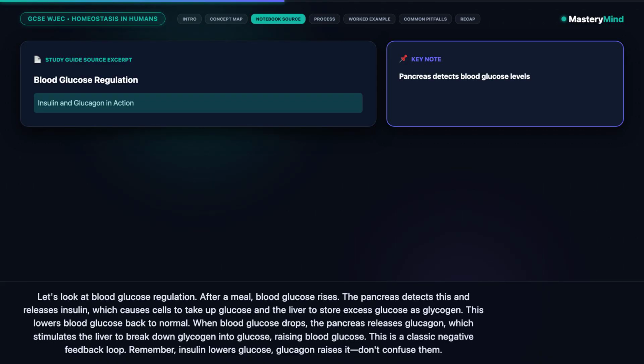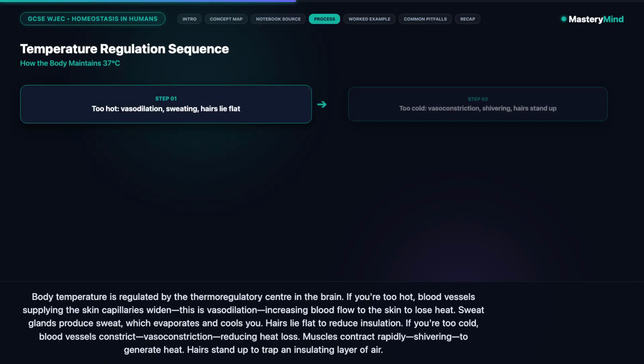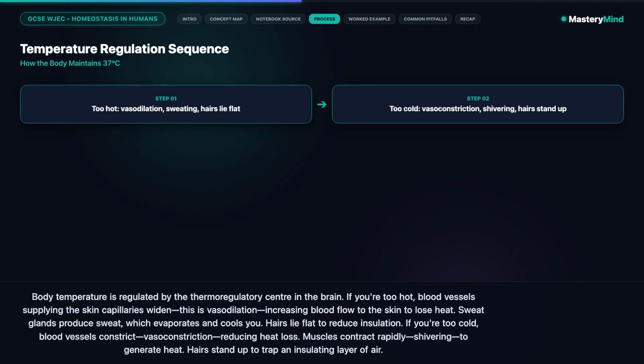Body temperature is regulated by the thermoregulatory center in the brain. If you're too hot, blood vessels supplying the skin capillaries widen. This is vasodilation, increasing blood flow to the skin to lose heat. Sweat glands produce sweat, which evaporates and cools you. Hairs lie flat to reduce insulation. If you're too cold, blood vessels constrict, vasoconstriction, reducing heat loss. Muscles contract rapidly, shivering, to generate heat. Hairs stand up to trap an insulating layer of air.